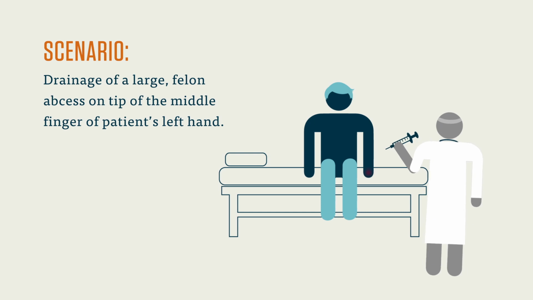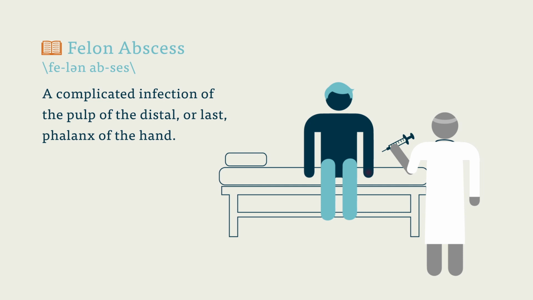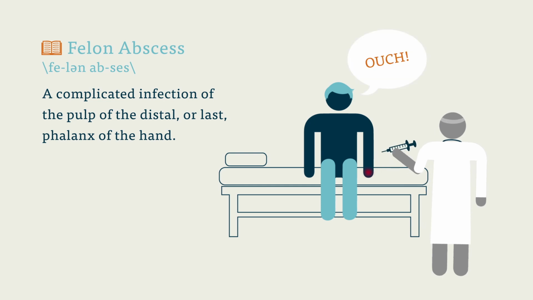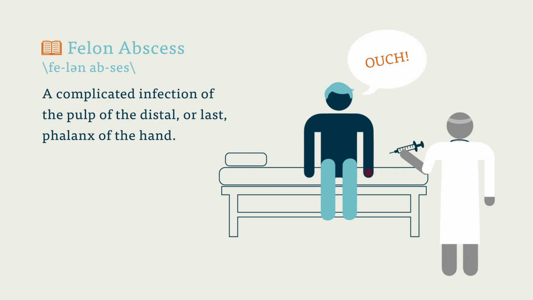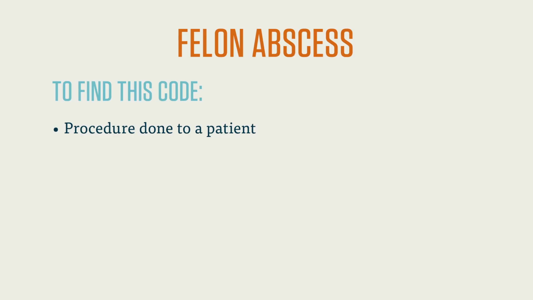Let's look at another example, this time using a combination of CPT codes, CPT modifiers, and HCPCS modifiers. A patient requires the drainage of a large felon abscess on the tip of the middle finger of his left hand. A felon abscess is a complicated infection of the pulp on the distal or last phalanx of the hand. During the procedure, however, the patient becomes agitated and doctors decide to discontinue the procedure. If we're coding this procedure, we'd first look at the procedure performed. This is a procedure done to a patient, so we're probably going to find it in the CPT codebook. It's also a surgical procedure, so we'd find it in the surgery section of the codebook.